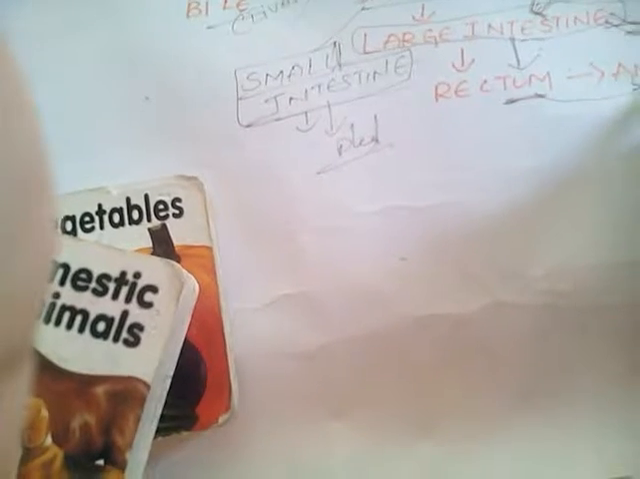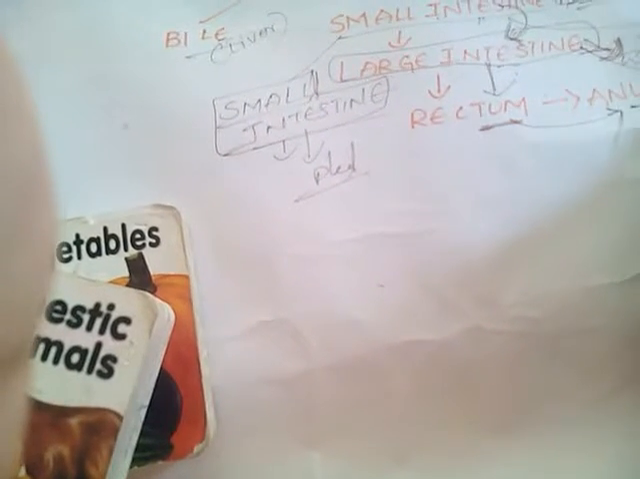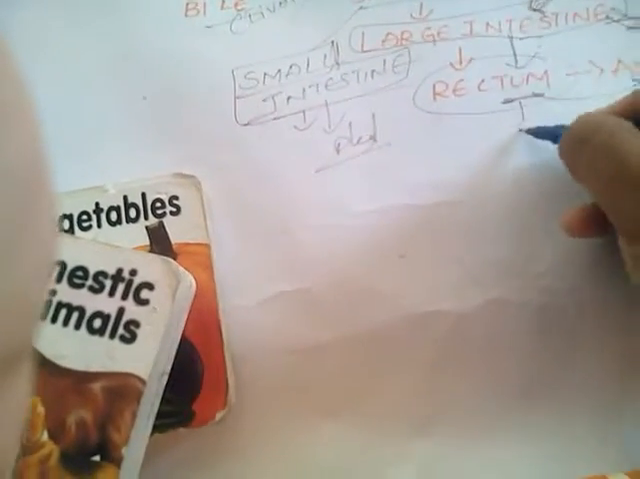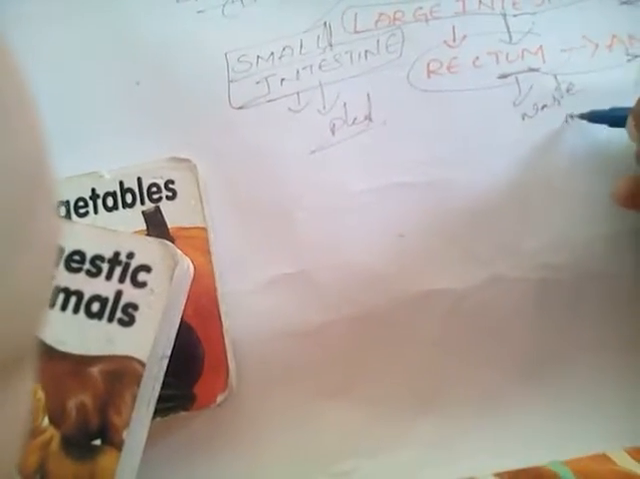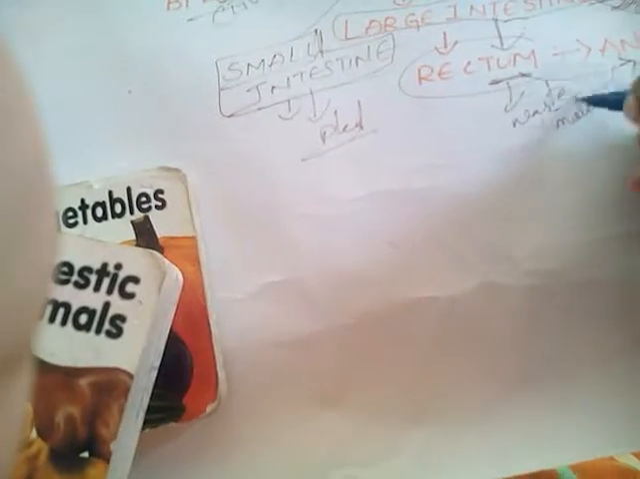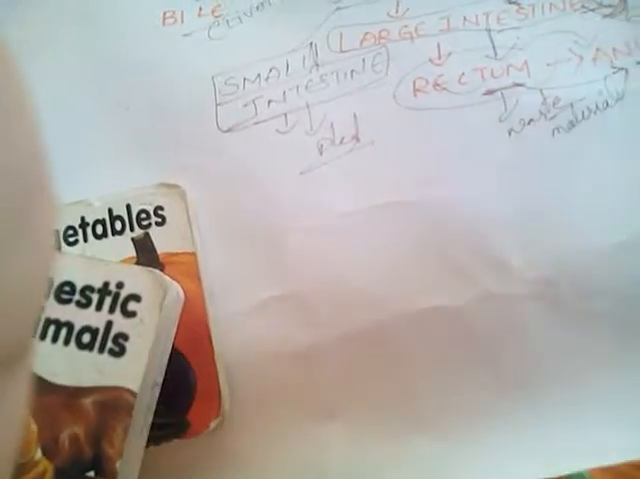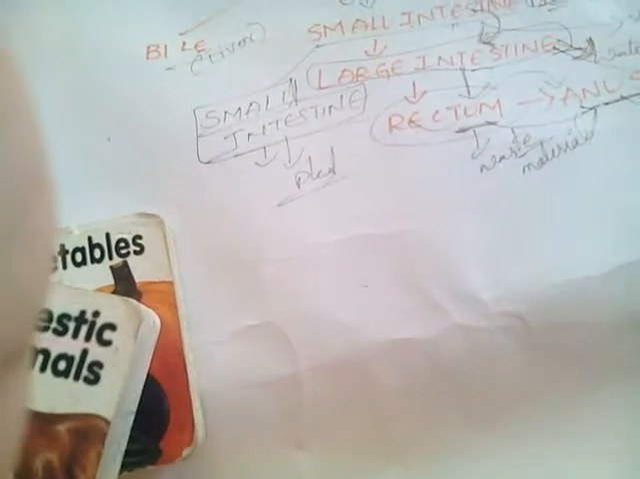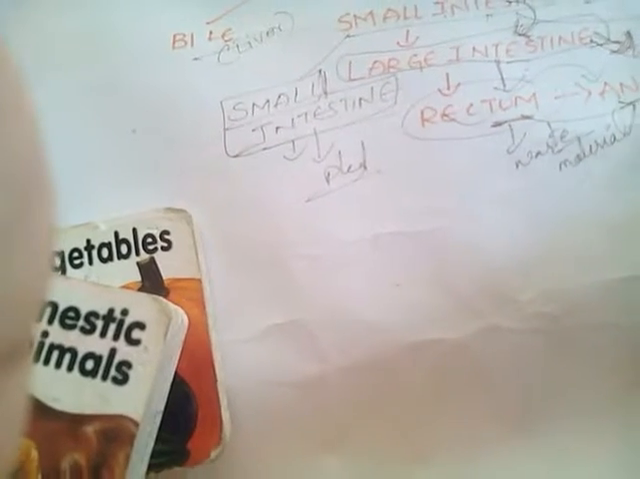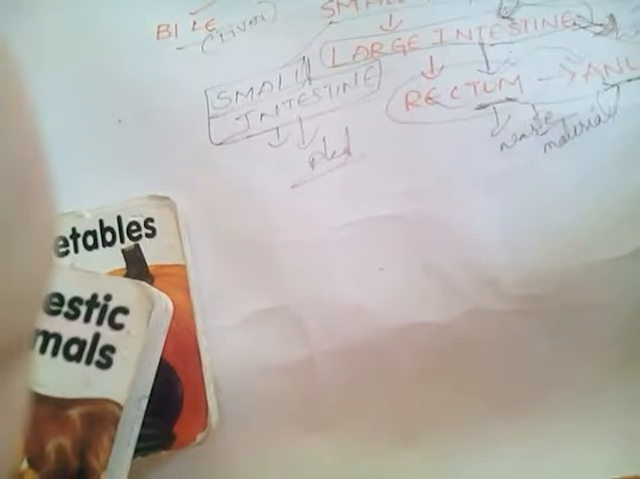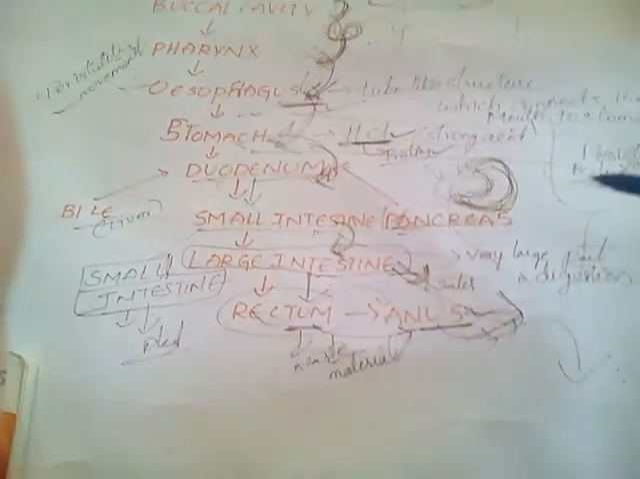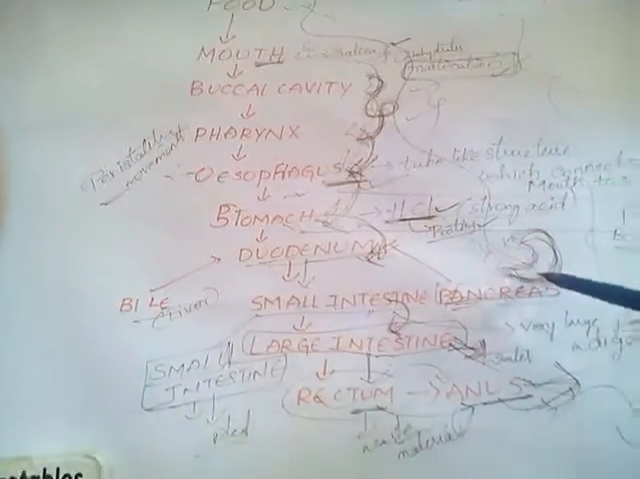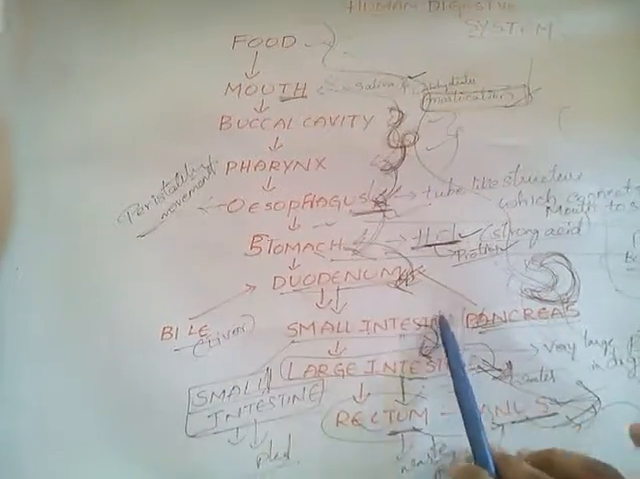and from the rectum to the anus. When it gets into the rectum, the food becomes waste material. From the rectum it passes to the anus, and when we get the feeling of expelling the material, we make that waste material expelled out. So this is what happens from first to last. I think you all have understood.